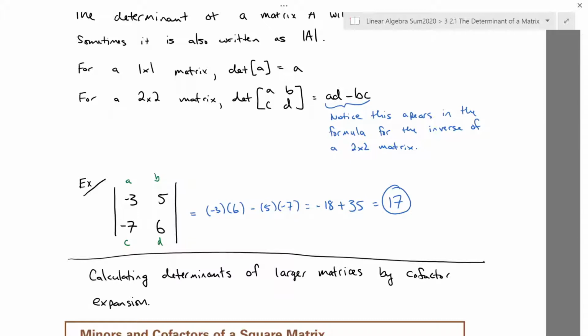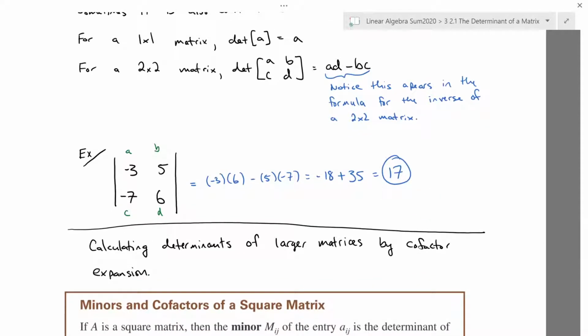Okay, so we know the determinant for a 1 by 1 matrix and the determinant for a 2 by 2 matrix. What about for larger matrices? In this section, we're going to calculate determinants of larger matrices using a method called cofactor expansion. Basically, we're going to write the determinant of a larger matrix in terms of smaller determinants, and we already know how to calculate smaller determinants. So essentially, it's a way of calculating determinants recursively.